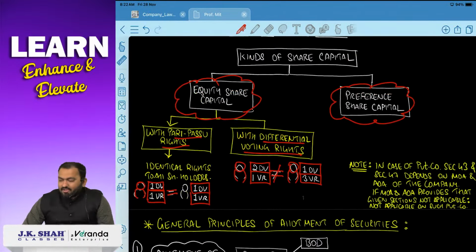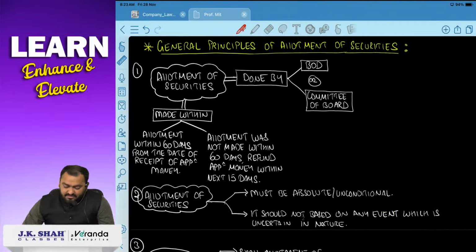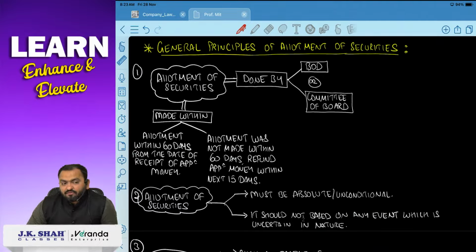So after share capital, next topic we are starting is general principles of allotment of securities. What are the basic rules of allotment of securities? Now just now we saw the definition of securities. It's a wider term. It includes everything. Correct?